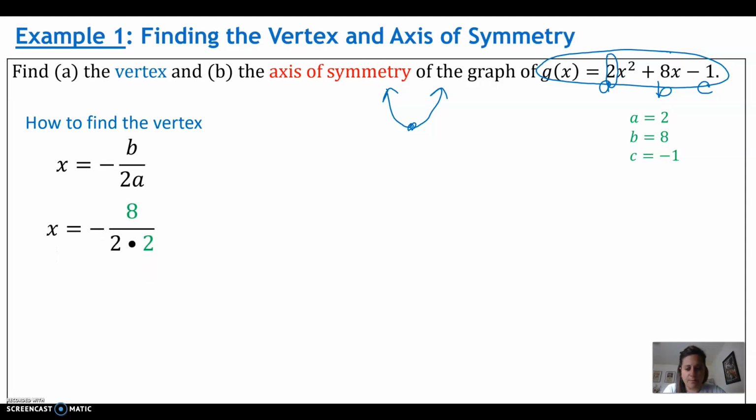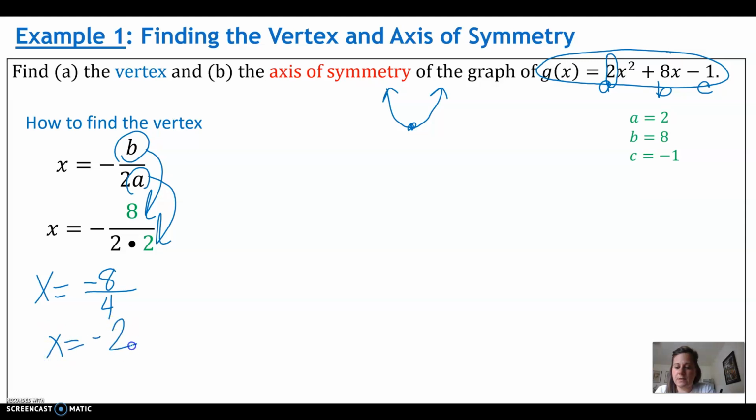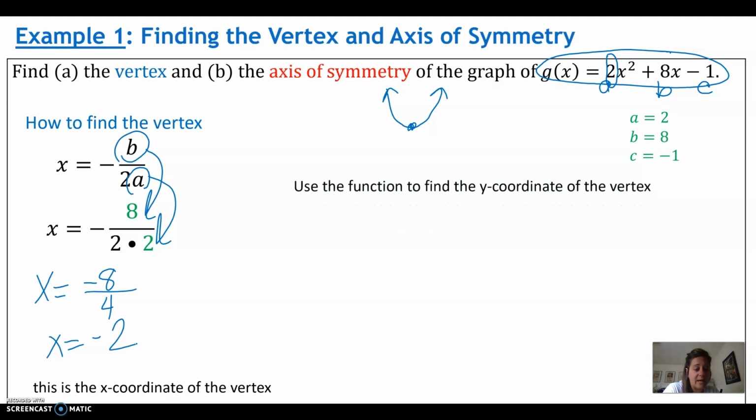And we're going to fill in our numbers. The b came from our 8, so I put it down here, and the a was 2, so I put it down here. If you do PEMDAS, I'm going to bring the negative to the top. So negative 8 divided by 4. It looks like x is negative 2. So negative 2 is the x coordinate of your vertex, so you have half of the point. Now we need to take that and plug it in to get the y part of your vertex.